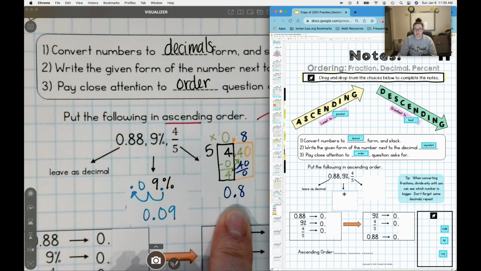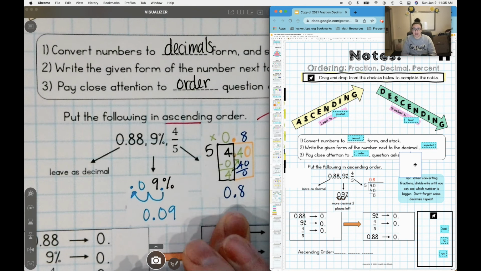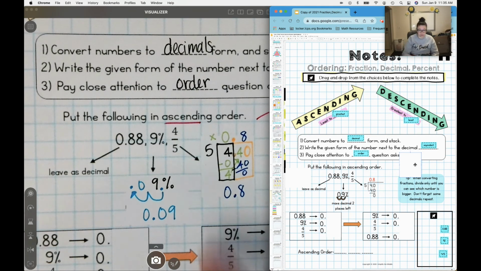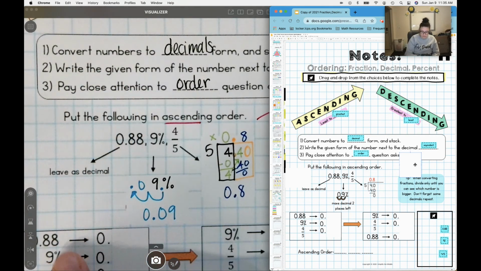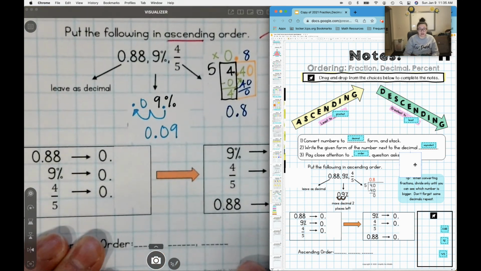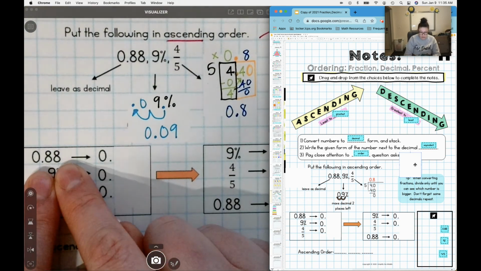Again, if you look at the digital notebook, that information is already there for you. But again, it's good to practice doing that math using paper and pencil because you're going to have to do that for the test. So now that we've turned everything into a decimal, we want to write the given form next to the decimal form so that we can compare them.